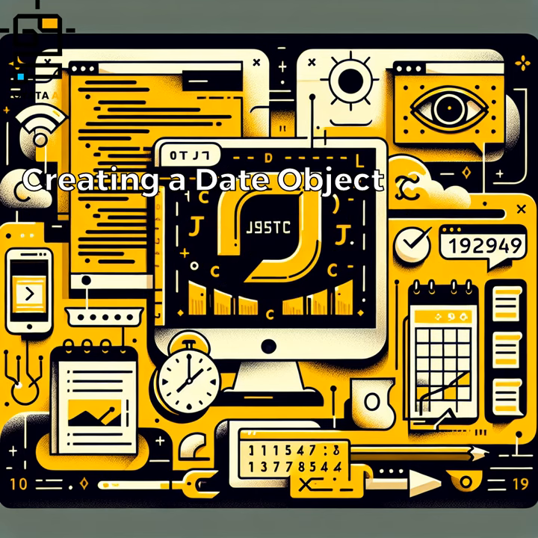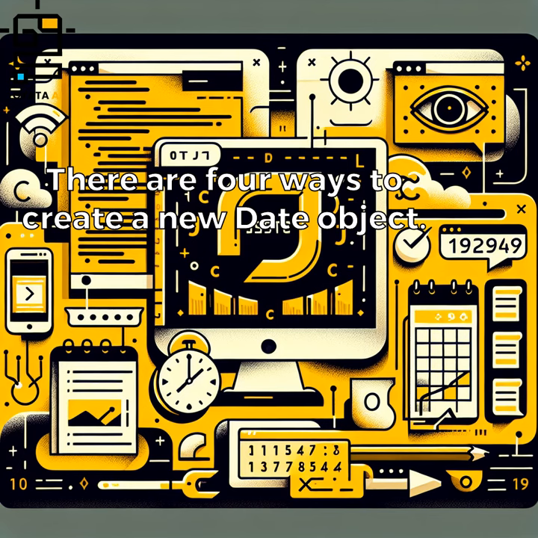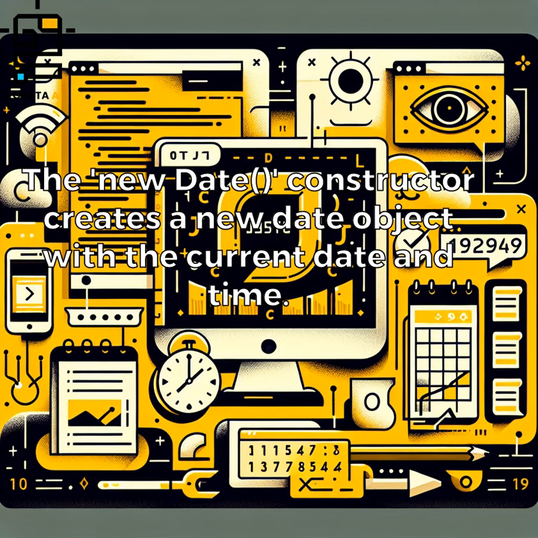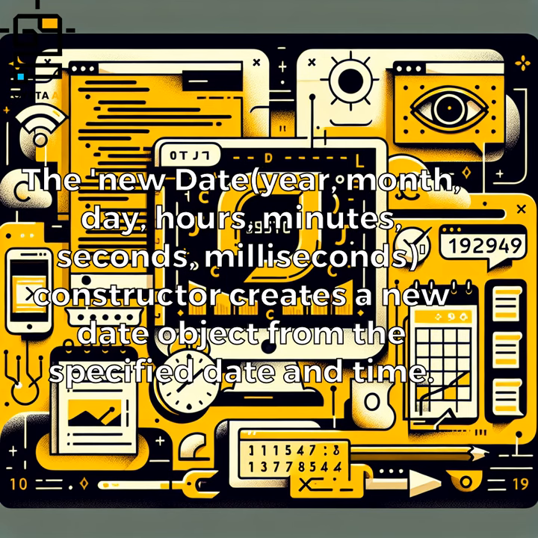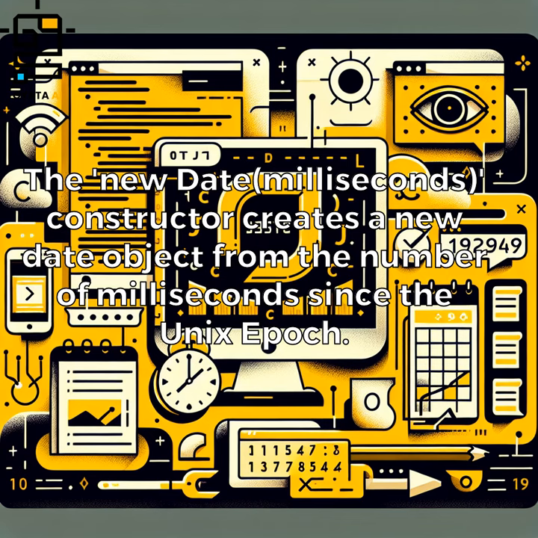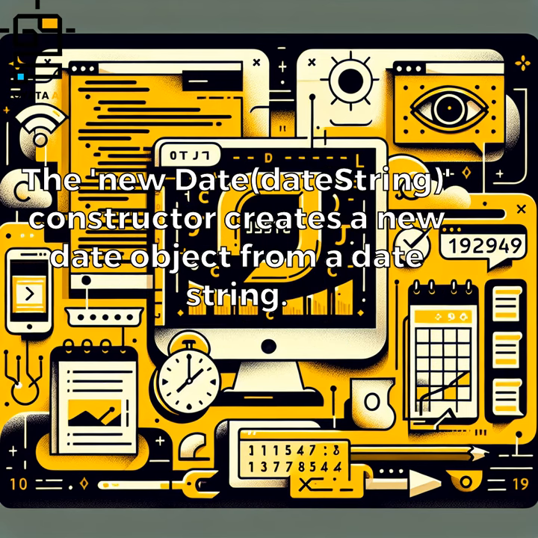Creating a Date object. There are 4 ways to create a new Date object. The new Date() constructor creates a new Date object with the current date and time. The new Date(year, month, day, hours, minutes, seconds, milliseconds) constructor creates a new Date object from the specified date and time. The new Date(milliseconds) constructor creates a new Date object from the number of milliseconds since the Unix epoch. The new Date(dateString) constructor creates a new Date object from a date string.